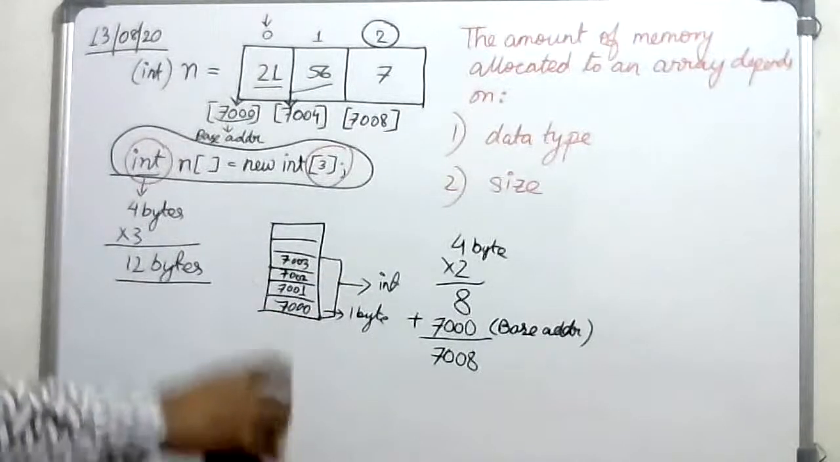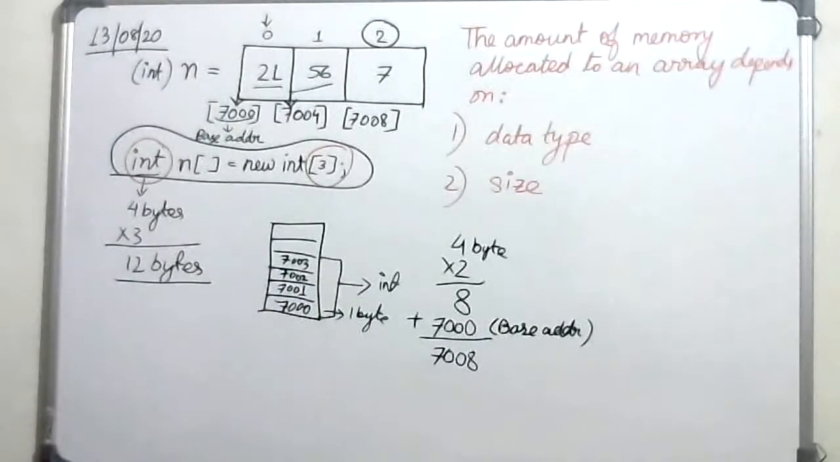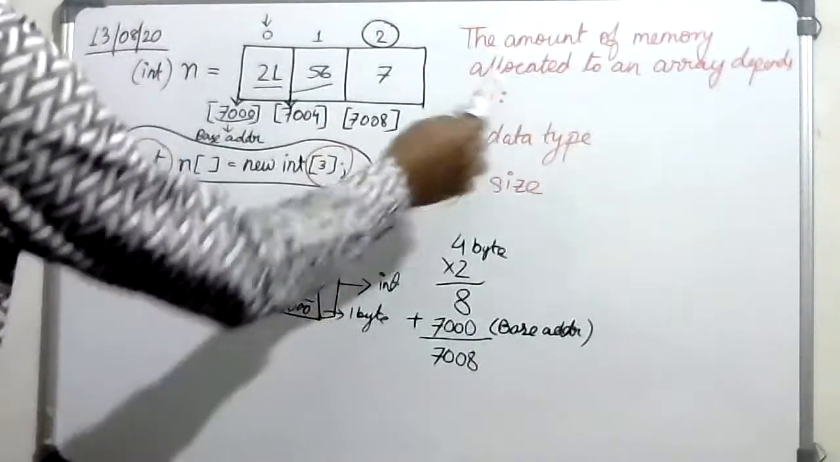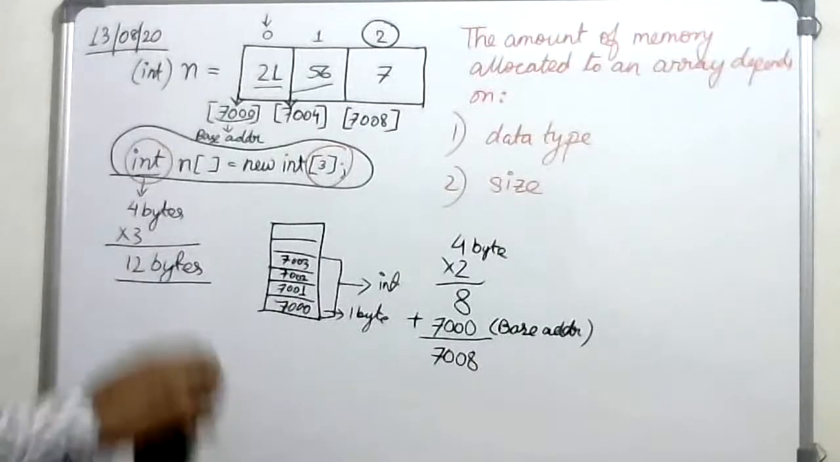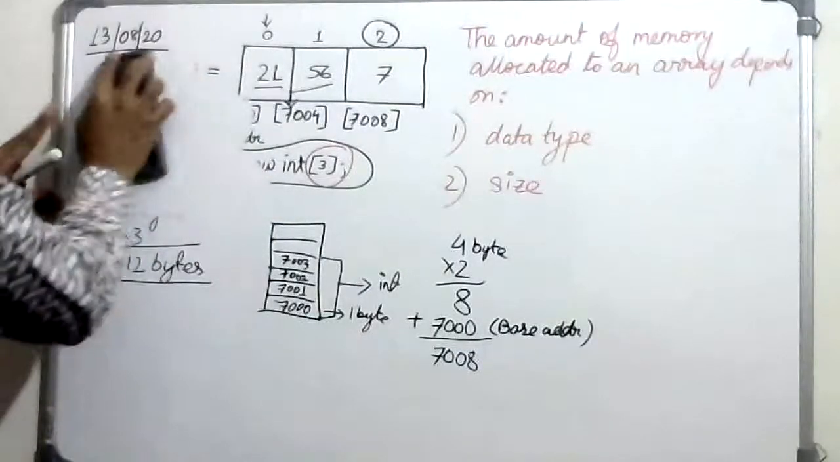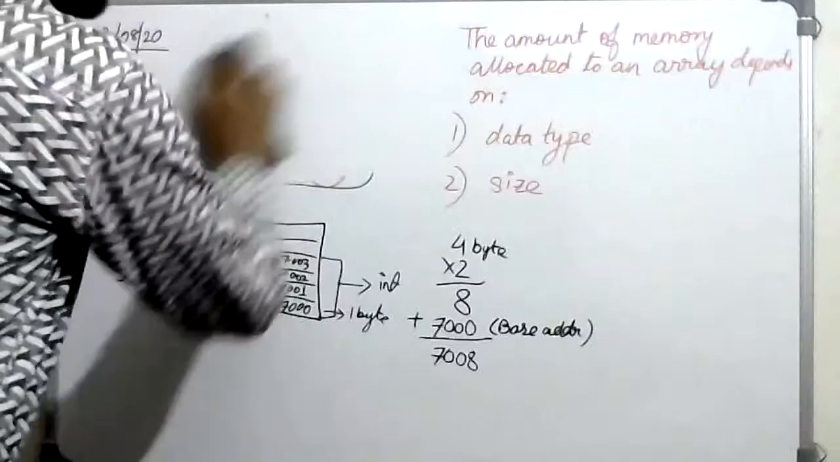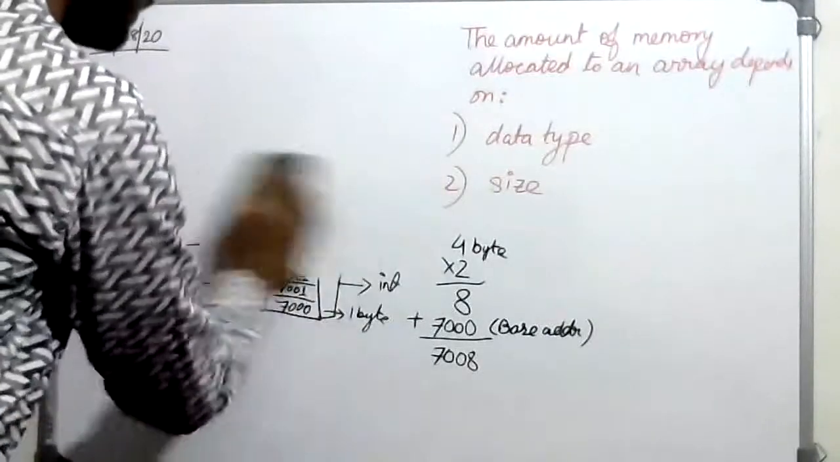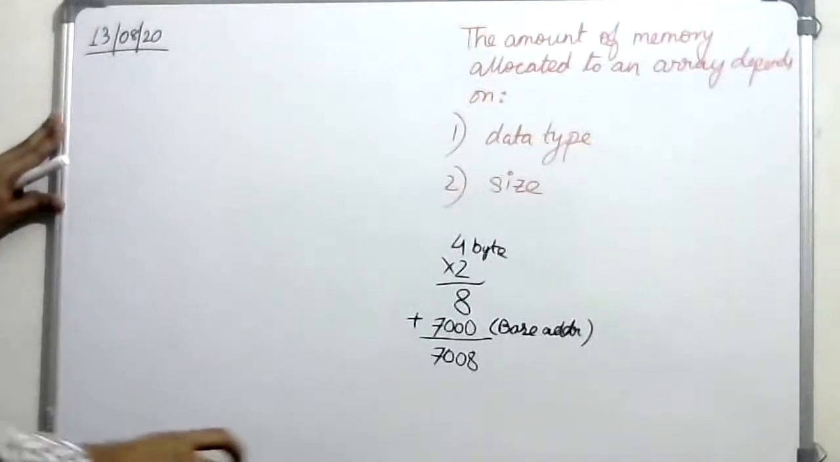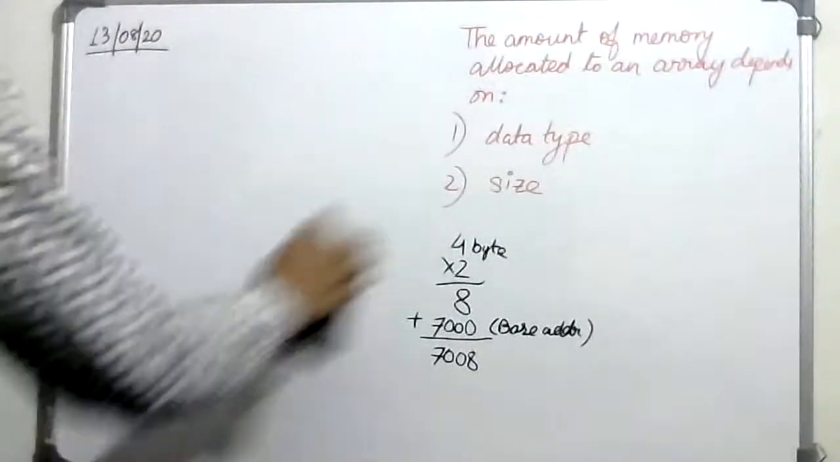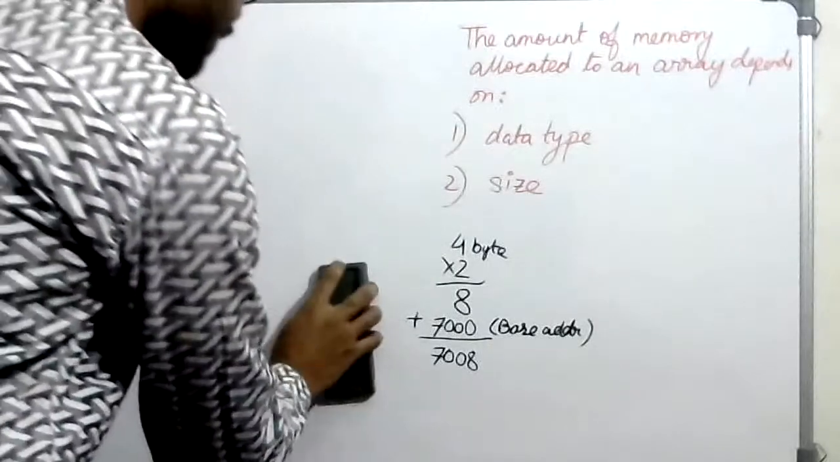So let's take a look at that example. The most important part is these two things that you need to remember, and the calculation part, how to calculate. Let's take another example and see how it works. This can be generalized in the following way.